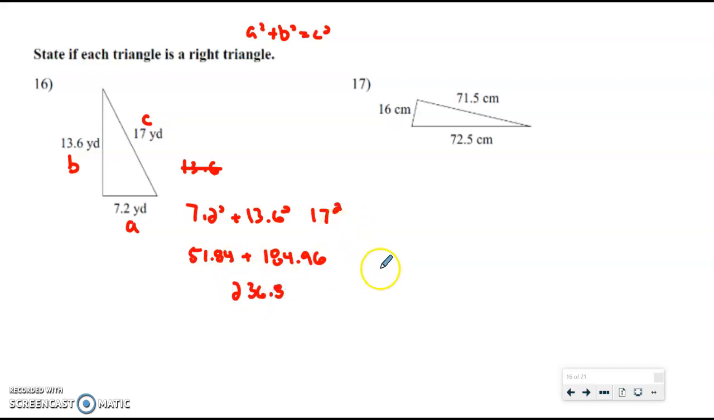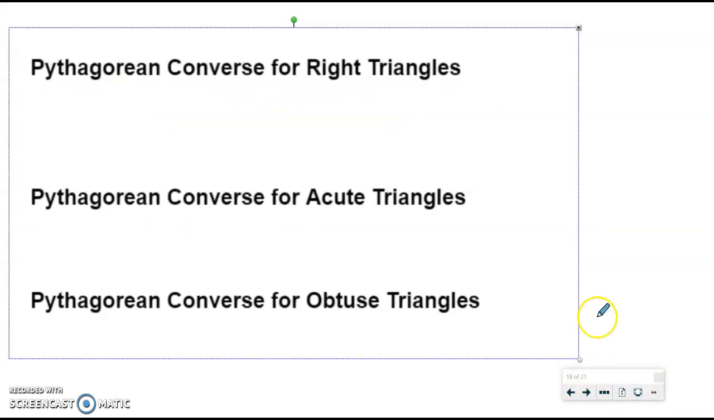Now if I look at 17 squared, that turns out to be 289. So are they the same? They are not the same. They do not equal. So what does that turn out to be? Actually, this one is going to be an obtuse triangle. So here's a cool rule. There's a couple rules, and you can put this on the pink sheet.